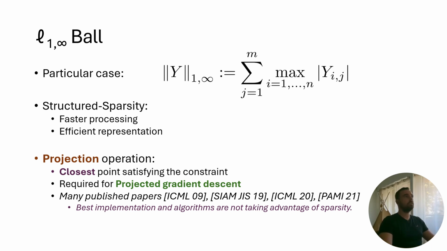But here we are going to talk about the algorithm for doing the projection onto the L1 infinity ball. So an algorithm that takes a matrix and projects this matrix onto the L1 infinity ball given a radius. Many papers have proposed algorithms for doing that since 2009. And recently there have been several papers because this is a particularly useful norm, as it induces structured sparsity. So we want to have a fast algorithm for doing that.